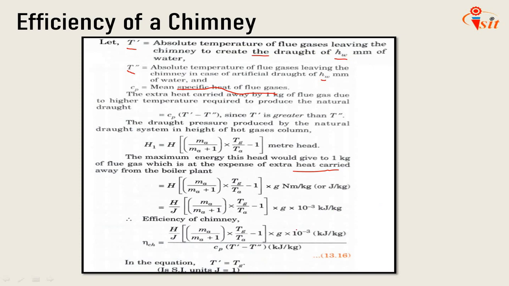So the ultimate equation for the efficiency of chimney will be H upon J, with J equal to 1 in SI units, since here we have considered 1 kg of flue gases: Ma upon Ma plus 1 times (Tg upon Ta minus 1) multiplied by G into 10 raised to minus 3, divided by Cp times (T dash minus T double dash). In the equation, T dash equals Tg if J equals 1.